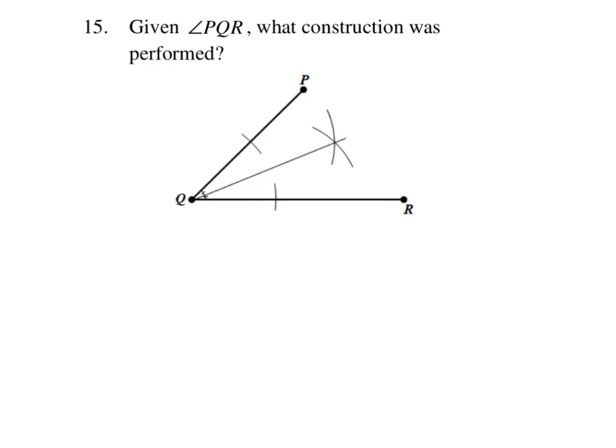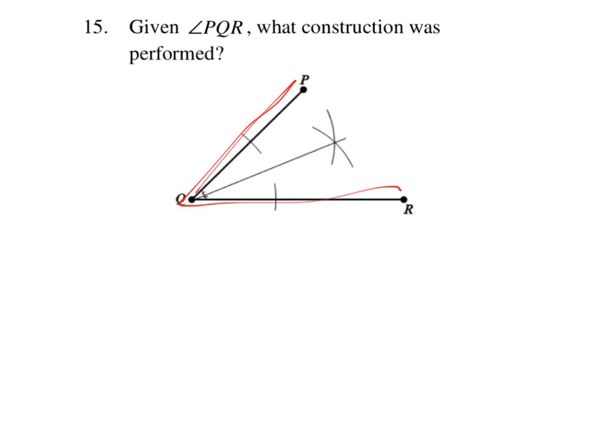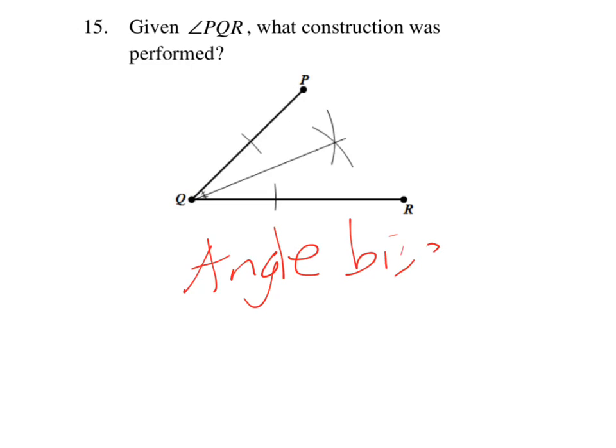And then 15, given angle PQR, what construction was performed? Well, look at the thing. We started out with an angle right here, and we didn't copy it. There's not another one over here. Instead, we have this line in the middle, which cuts it in half. That makes it an angle bisector. Remember, cutting in half is to bisect.